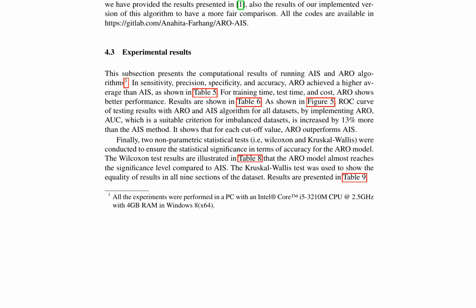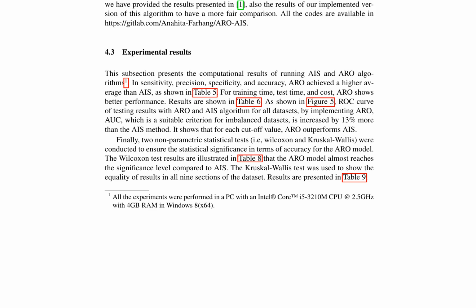The results show that ARO outperforms AIS in terms of sensitivity, precision, specificity, and accuracy, with a significant increase in the area under the curve, AUC, of the ROC curve. Statistical tests were conducted to ensure the statistical significance of the results. The findings suggest that ARO is more effective for credit card fraud detection compared to AIS, particularly in terms of accuracy and AUC.